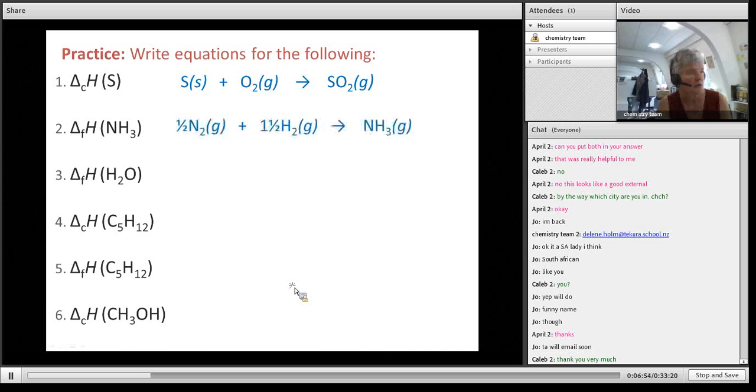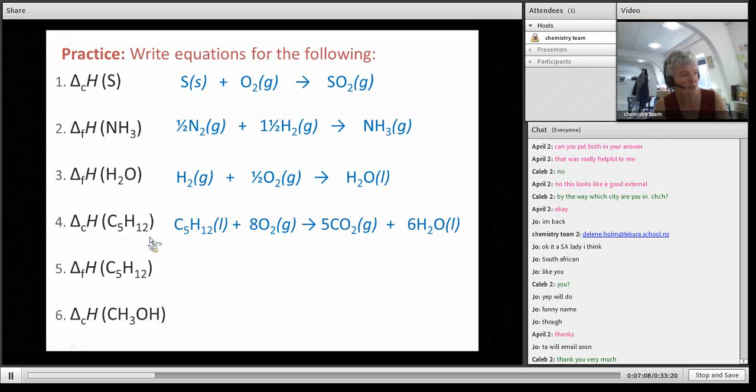Do you notice for the heat of formation of water, I have to have a half for oxygen because I need a 1 in front of the water. For combustion, okay, the common oxides, sorry, I said methane, I meant pentane. But for the heat of formation of pentane, I have to have this pentane liquid on the right-hand side and the elements on the left-hand side.